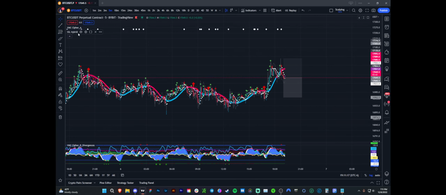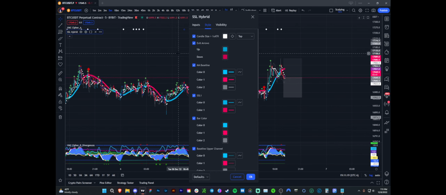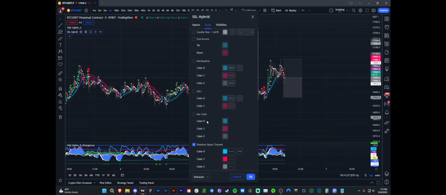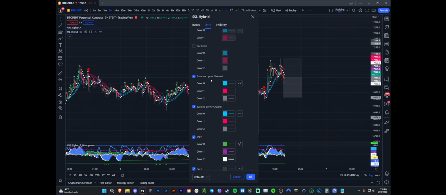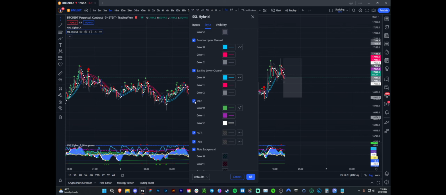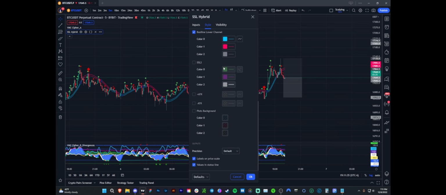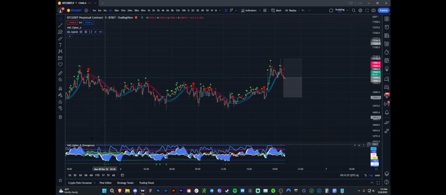So now that that's good, let's go to SSL Hybrid. You're going to want to turn off the candle size, exit arrows, the MA baseline, SSL 1, bar color. You're going to want to keep the baseline upper and baseline lower channels. Turn off SSL 2, ATRs, the plot backgrounds, and then we're going to leave everything else the same.